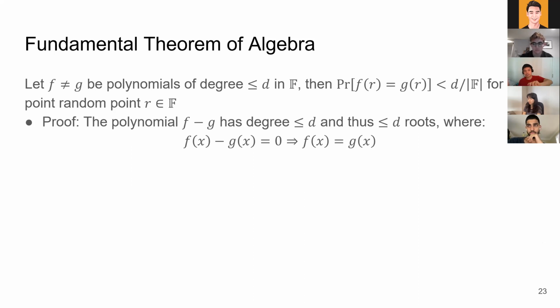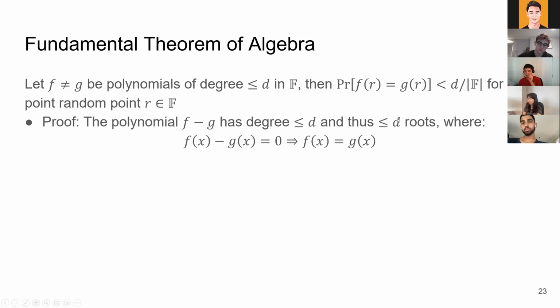We know that f and g are different polynomials. So let's take the difference of them. The difference of f and g will itself be a polynomial, but it will have degree less than or equal to d. It's possible it has lower degree than f and g themselves, because you're taking the difference. Maybe some of the terms have canceled out. And as a result, this polynomial that is the difference between the two can only have at most d roots, or d points where the polynomial evaluates to 0.